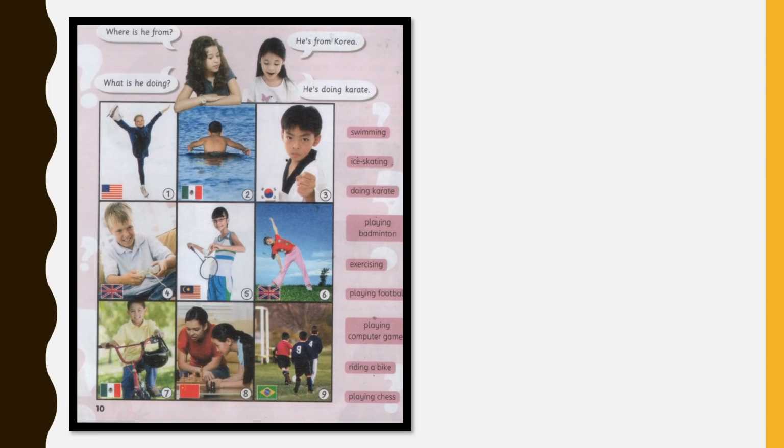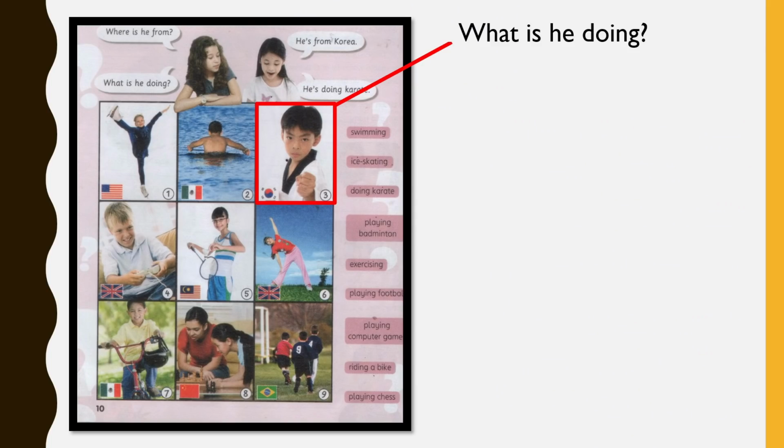Okay, let's try to do some examples. I'm going to highlight a few pictures so that you can see the structures even more clearly. Look at picture number 3. What is he doing? The choices of answers are already provided at the side here. You will only have to identify which one is the answer.